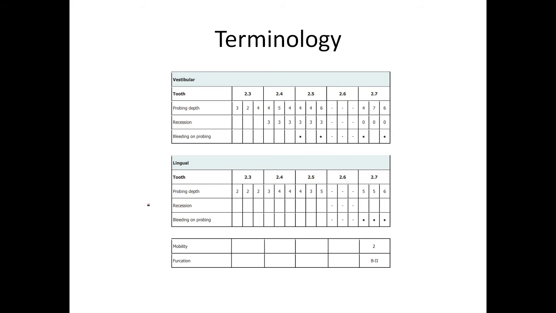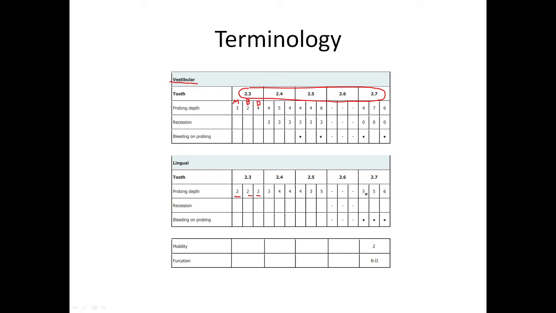So a periodontal chart looks like this. Here are the buccal surfaces of the teeth. They'll bring you the teeth, 2-3, 2-4, 2-5, 2-6, 2-7, for example. The buccal, and there's a mesiobuccal probing, a buccal probing, and a distobuccal probing, you see? And the same for the lingual: mesiolingual, lingual, and distolingual.